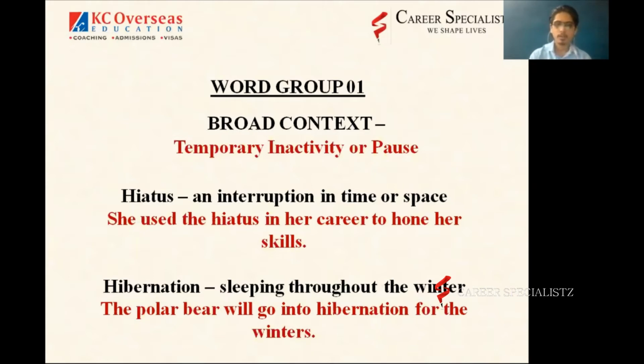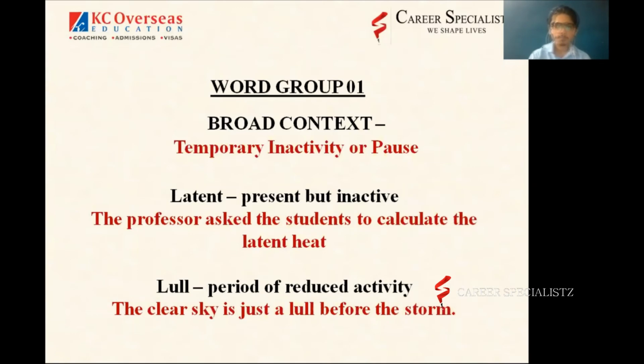The next word in the word list is hibernation. Hibernation is a very simple term which we have been learning since our school time during our science subject. Hibernation means sleeping throughout the winter. This term is mainly associated with polar bears because they have a habit of hibernating or sleeping for elongated terms during the winter time. So the sentence for this particular word could be, the polar bear will go into hibernation for the winter.